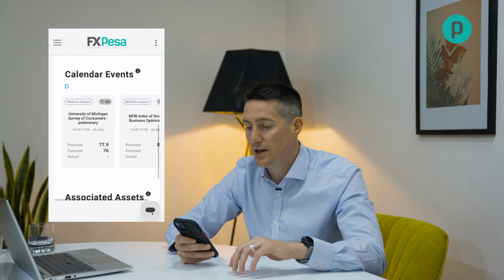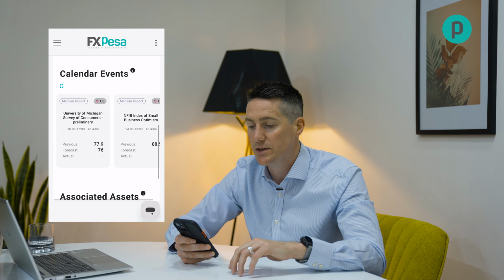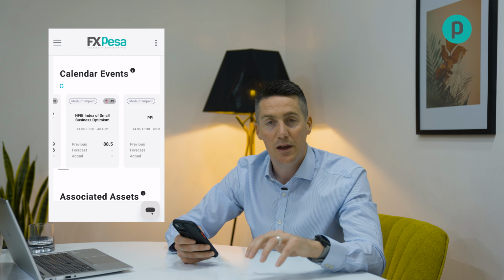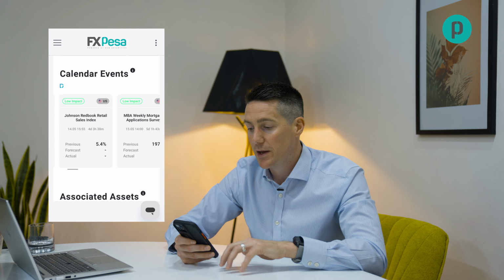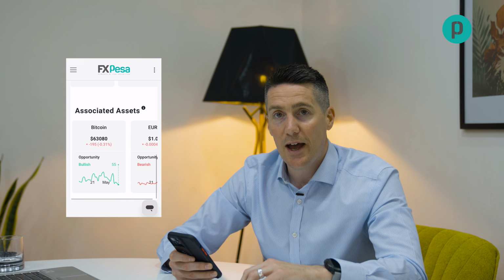The next section is the calendar events. So this is where we have extracted all of the events that are most relevant to this particular market. So gold at the moment will be impacted by any macroeconomic data that is linked to the US. And we can see a list of all the upcoming events, and these are categorized by low impact, medium impact and high impact.